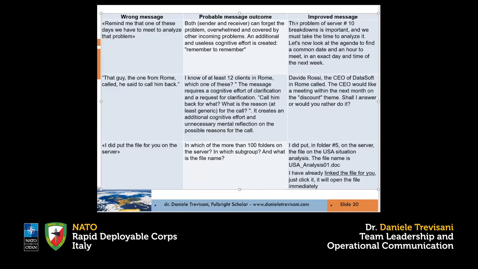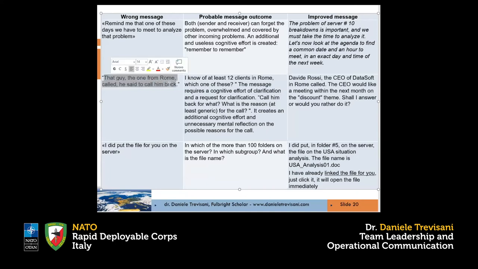Let's see an improved message. This is the improved version. The problem of server number 10 breakdown is important. We have to take action to analyze it. Let's now look at the agenda to find a common date and an hour to meet in an exact day and time of the next week. This message is much more operational, okay? And that's good.